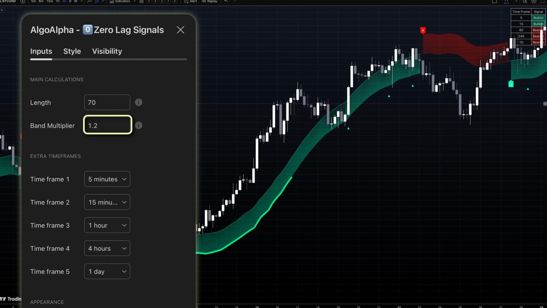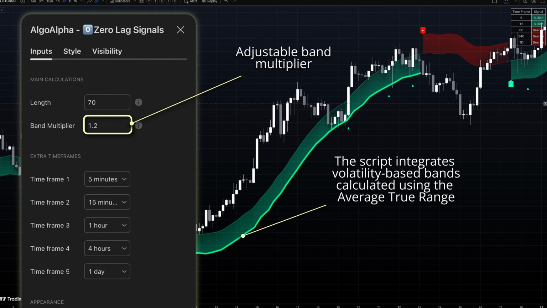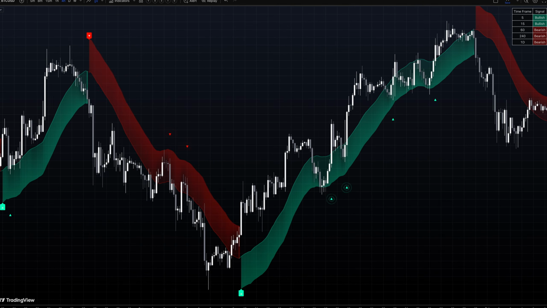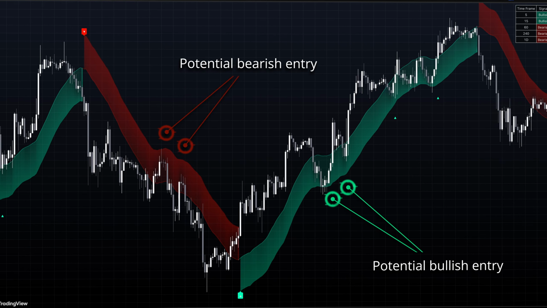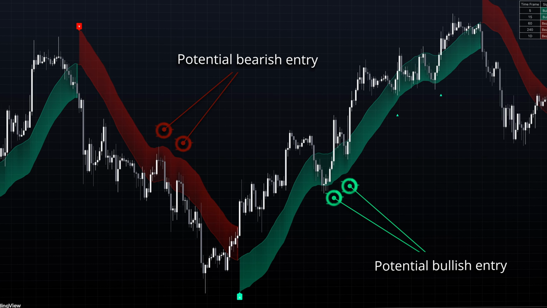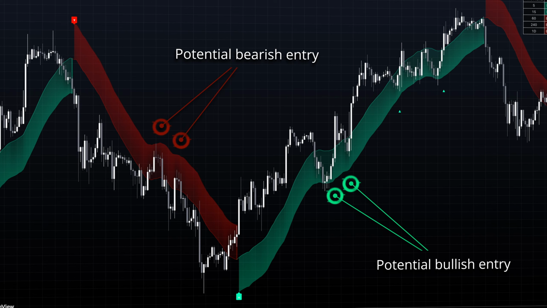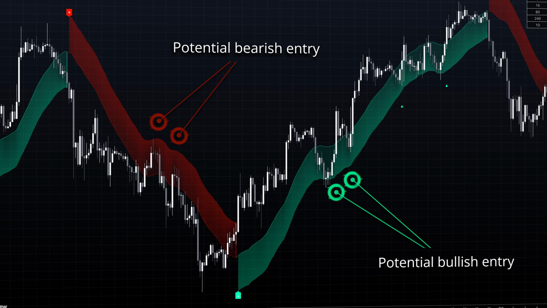To improve accuracy, the script incorporates volatility-based bands using the average true range. These adaptive bands help detect significant price movements and reduce false signals. The indicator plots color-coded arrows on the chart. A small green arrow appears when the price crosses the ZLEMA in a bullish trend, and a red arrow signals a bearish entry.